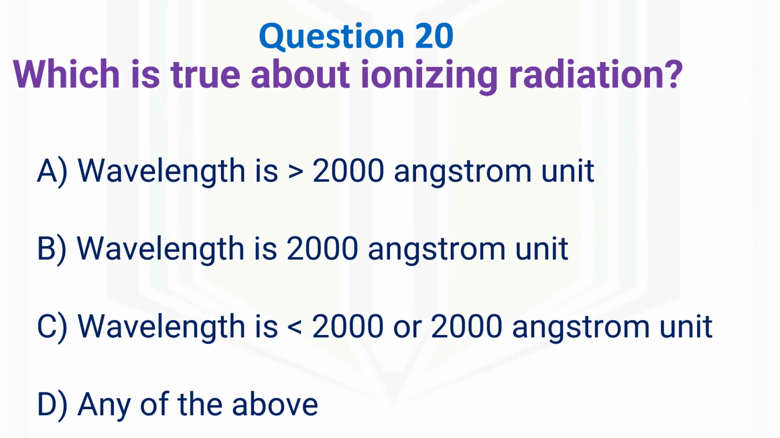Question number 20, which is true about ionizing radiation? Options are: wavelength is more than 2000 Angstrom units, wavelength is 2000 Angstrom units, and wavelength is in the range of less than 2000 up to 2000 Angstrom units. Option D is any of the above, and the correct option is option C. The wavelength is less than or equal to 2000 Angstrom units. So the radiation can vary from 10 to 2000 Angstrom units.